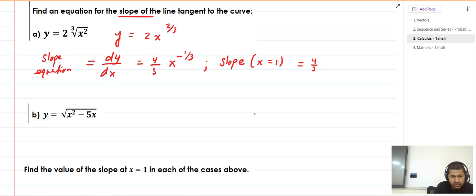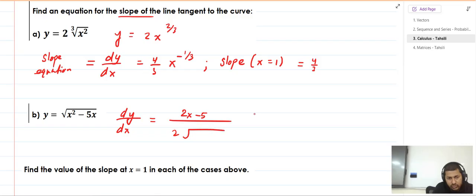Let's look at the next one. We want to find the slope here. So remember, it's a square root function, a radical function. To find dy dx, which is the slope, we'll find the derivative of the inside, which is 2x minus 5, over 2 square root x squared minus 5x, and at x equal to 1 I will get the slope.